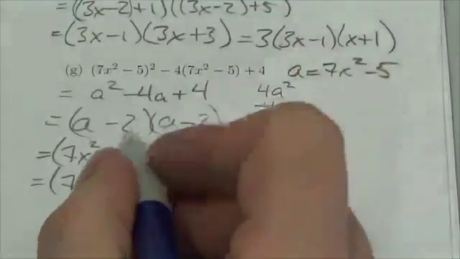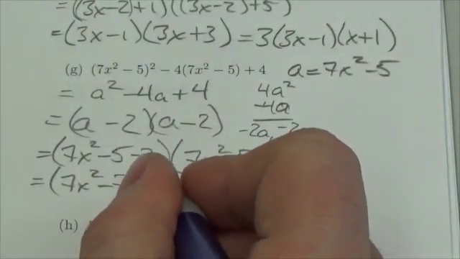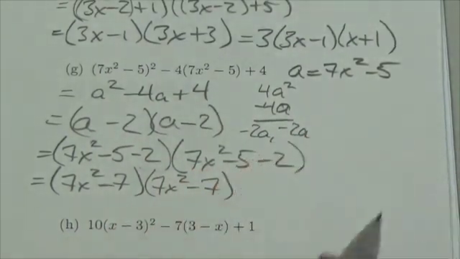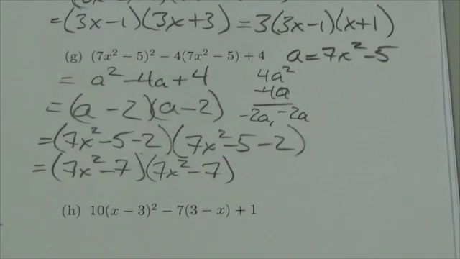Sorry, I was anticipating something different there. Minus 7, times 7x squared minus 7. And actually I was going to square it, but I think it'd be smarter for me at this point to pull that out and leave those separate here.